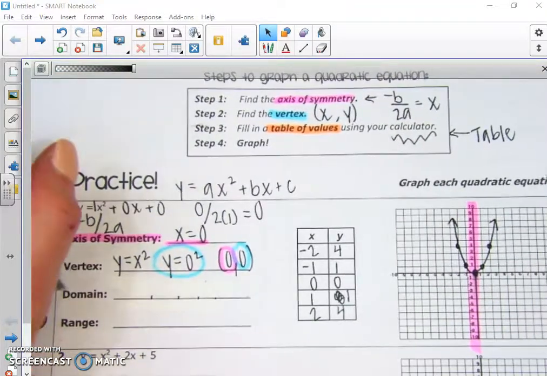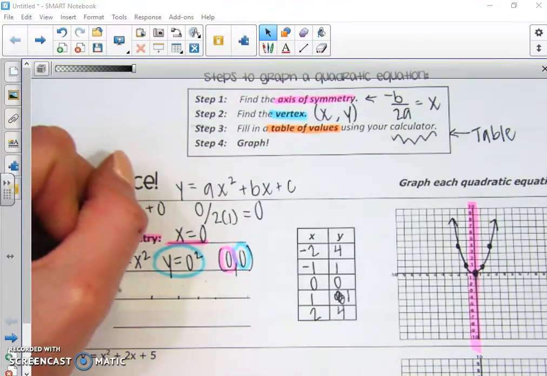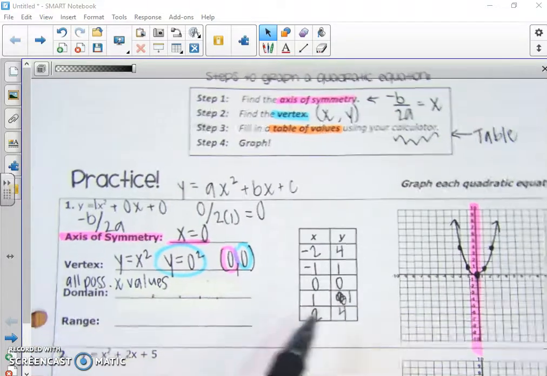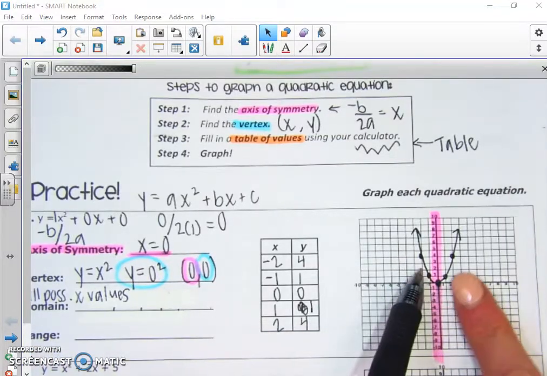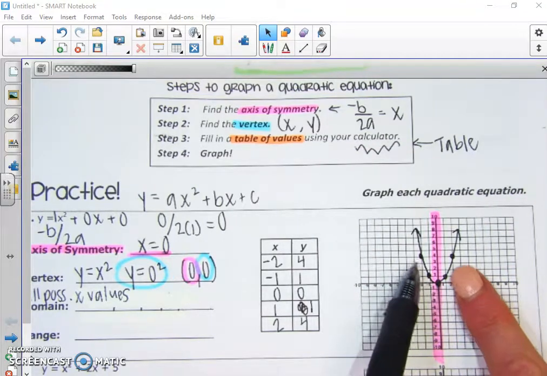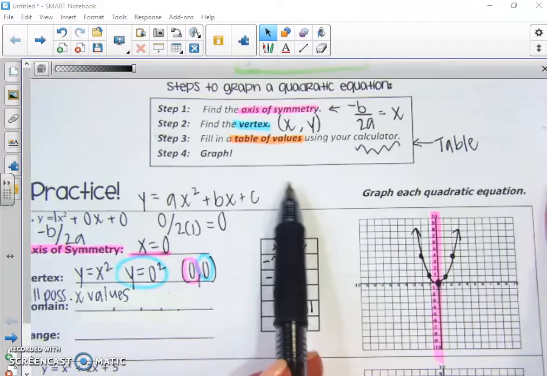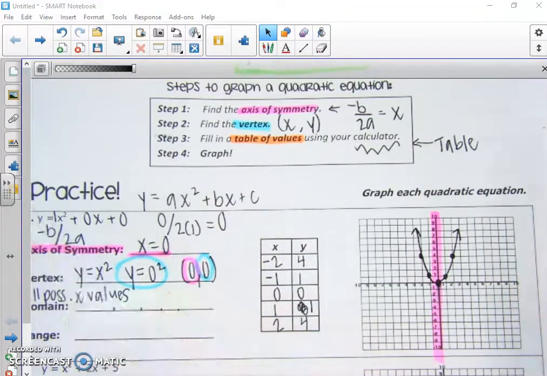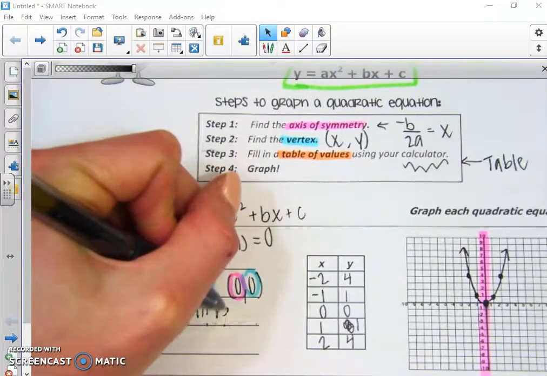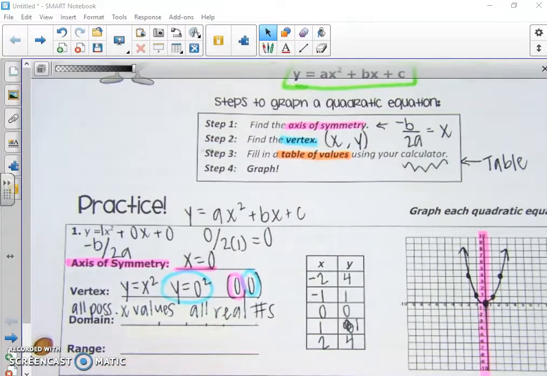Okay, so now that we have this, we can name the domain and the range. So remember, the domain is all possible x values. Think about all possible x values that could be represented on this graph. Well, if the graph continues both to the left and to the right, x is left and right, it's going to continue forever and ever. Remember what we call that? We call that all real numbers.